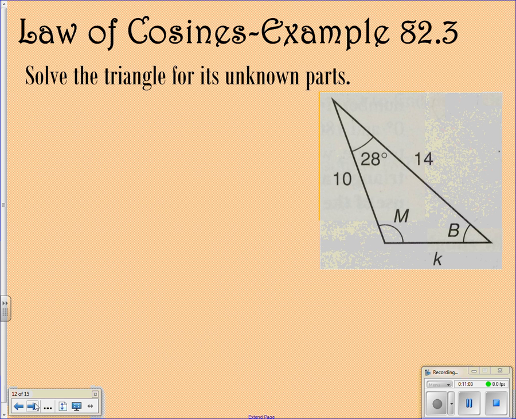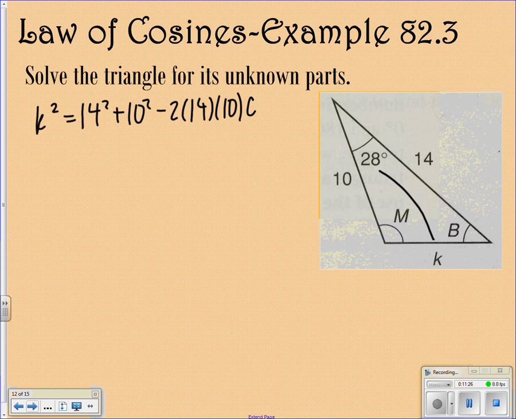We want to solve the triangle for the unknown parts. So they give us 2 sides and an angle. The one that we're going to want to solve for first is k, because that's opposite the angle that they give us. So k squared equals 14 squared plus 10 squared minus 2 times 14 times 10 cosine of 28.